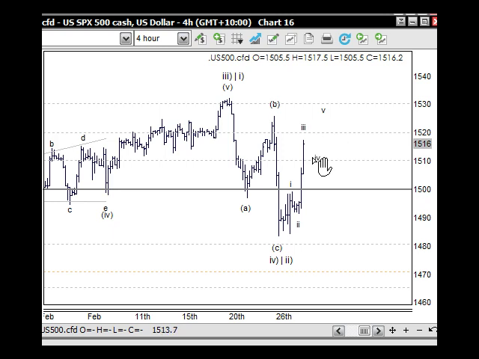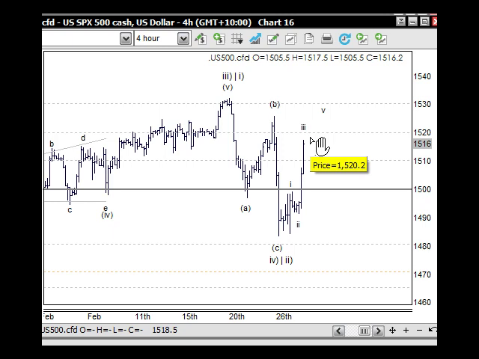Now once we do have that impulse wave completed, that means we'll have another 5 waves after that. So the 1, the 2, the 3, the 4 and the 5, then comes the A, the B and the C pulling back, and then we'll see higher. But as it stands at the moment, we only have 3 waves up there.